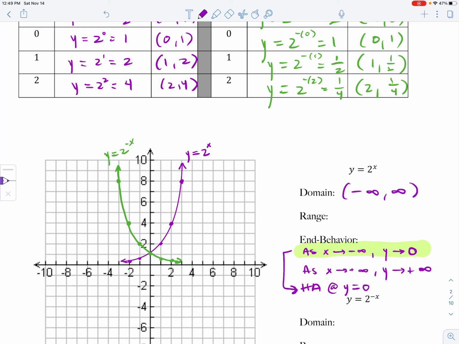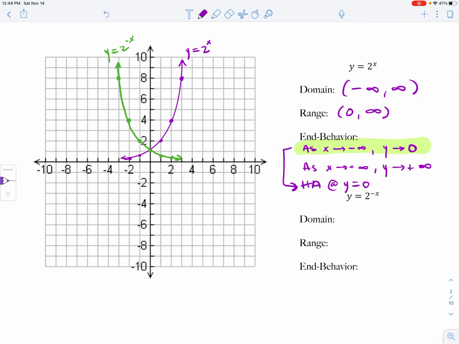Think about when we were analyzing end behavior for rational functions, the same thing happened. Anytime the function was approaching a number, there ended up being a horizontal asymptote that we used to describe its end behavior. This also helps us with determining the range. I already said there's no real number that we could plug into the function that would make y equal to 0. So we would say that the range, reading the graph from bottom to top, would be from 0, where 0 is not included, to positive infinity.